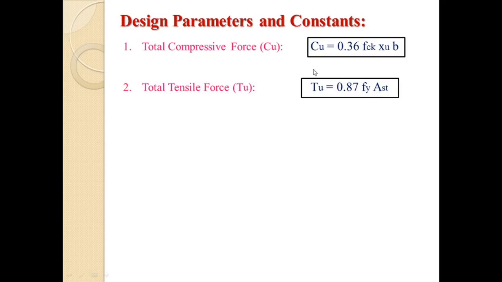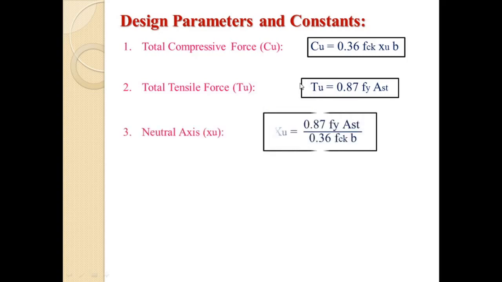So from this we can calculate the actual neutral axis distance, that is xu. This neutral axis xu is calculated using the formula 0.87 fy Ast divided by 0.36 fck b. All these terms are known, so after putting in the values, we get the value of the actual length or actual distance of the neutral axis.